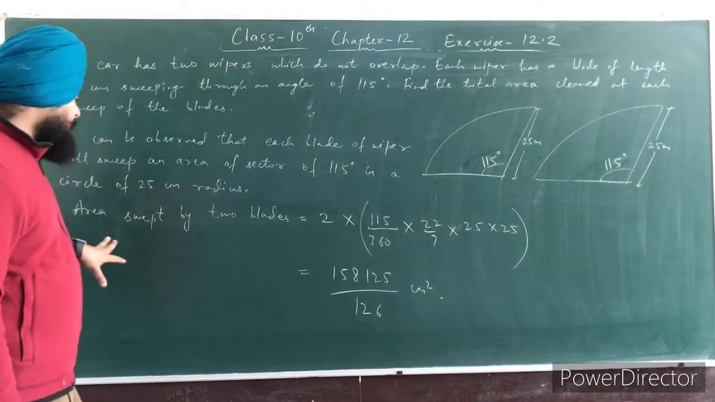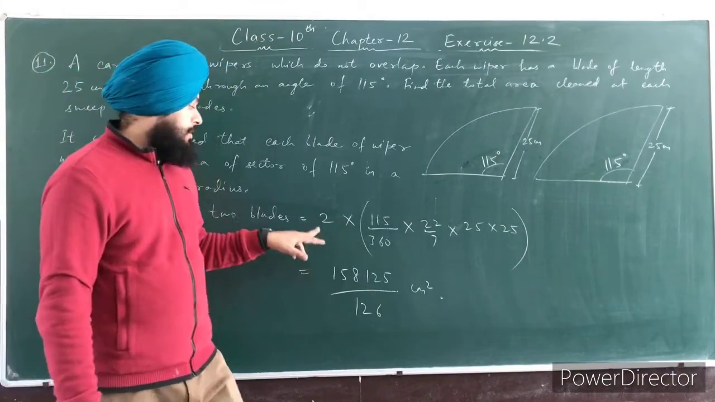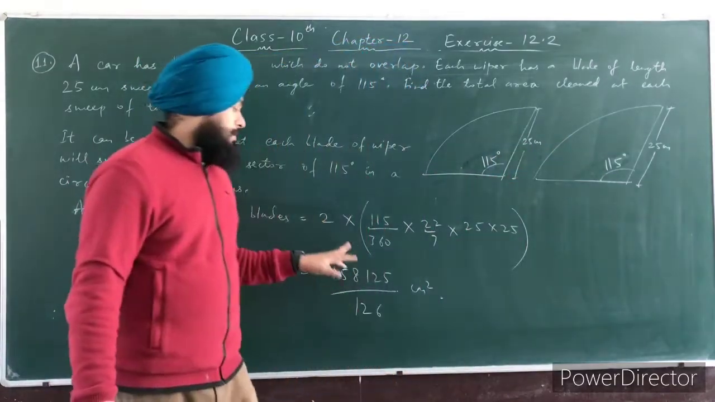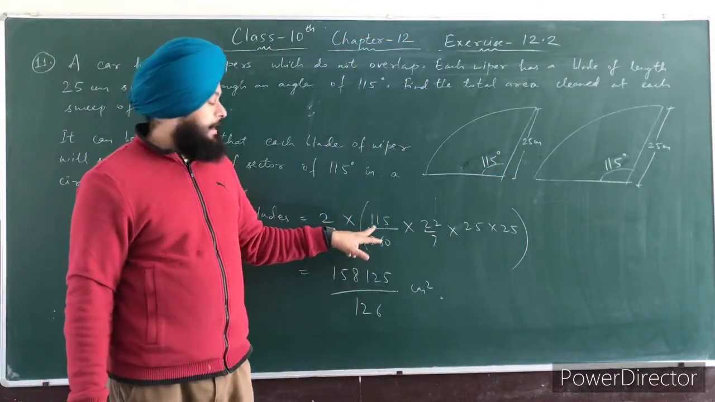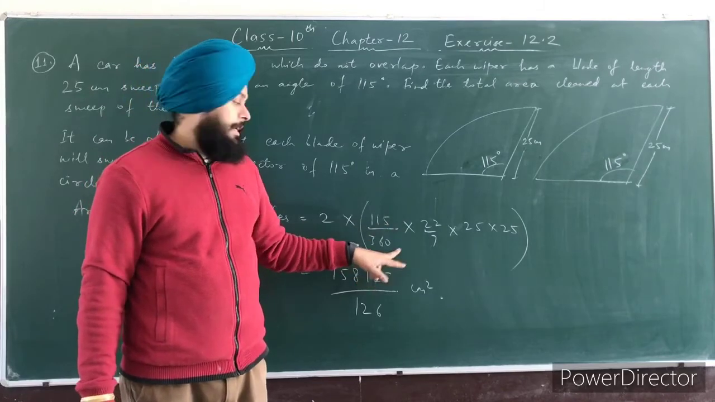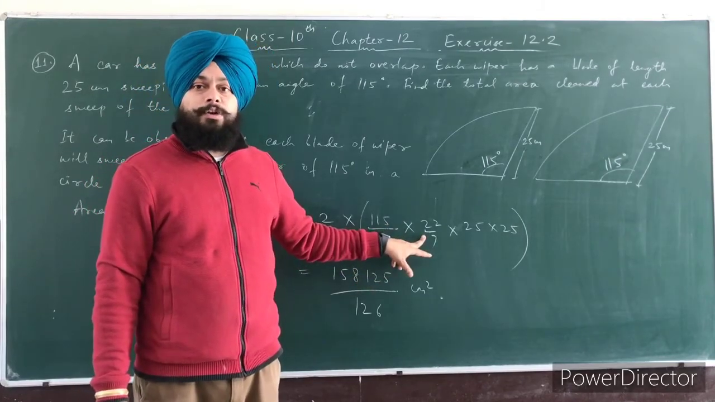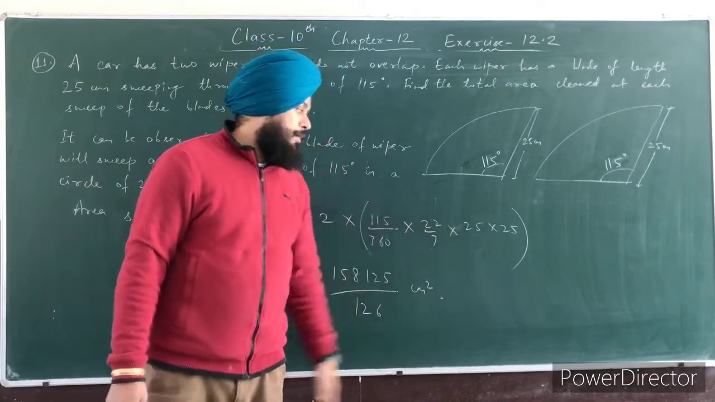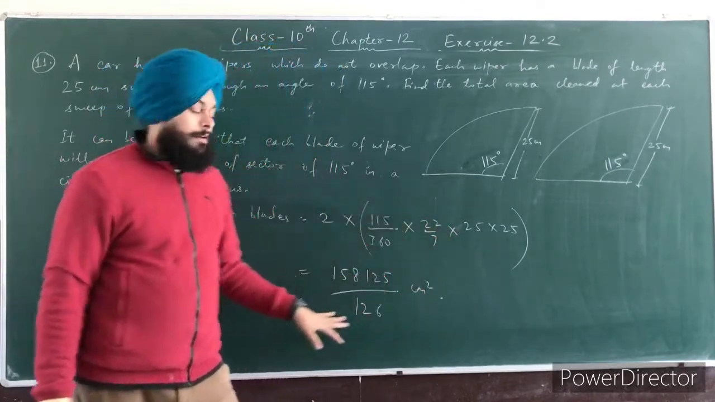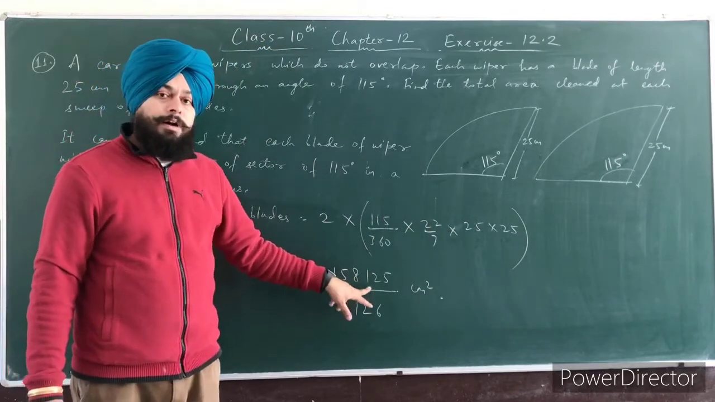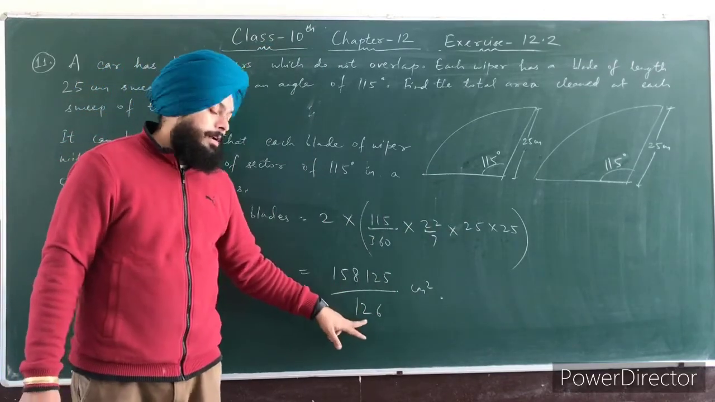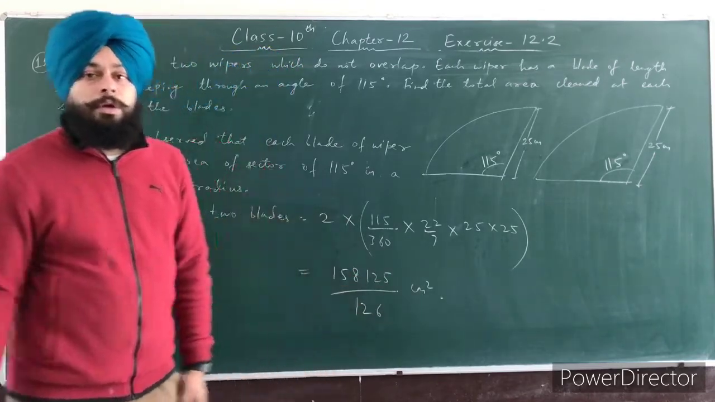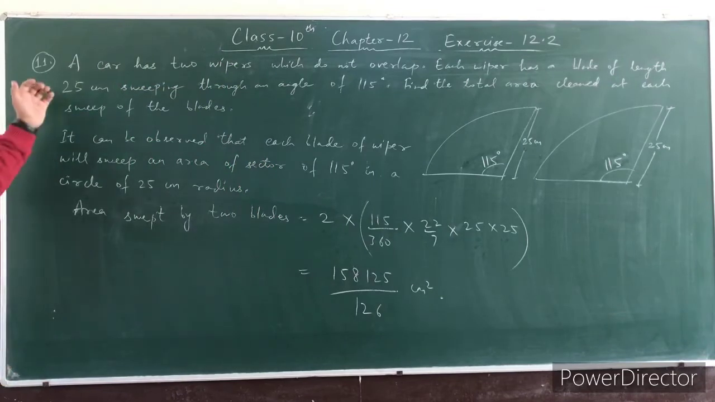So the area swept by two blades is how much? 2 multiplied. Why 2? Because there are two wipers. So 2 multiplied by theta over 360, theta is 115 degree over 360 into pi. Value of pi is 22/7 into r square. R is 25, so 25 into 25. On solving this calculation, our answer is 158,125 divided by 126 centimeter square. So this is the total area swept by two blades of the wiper. So this is your question number 11.